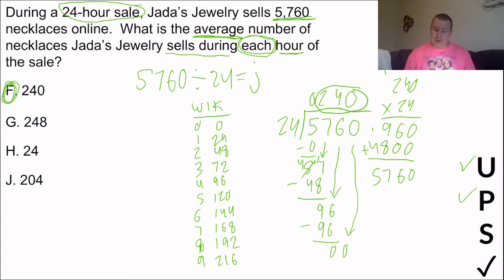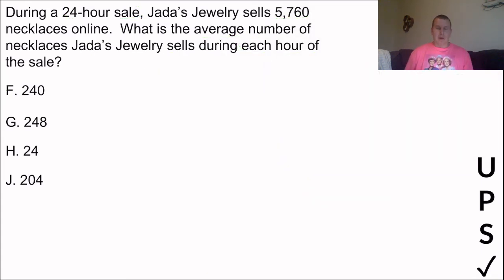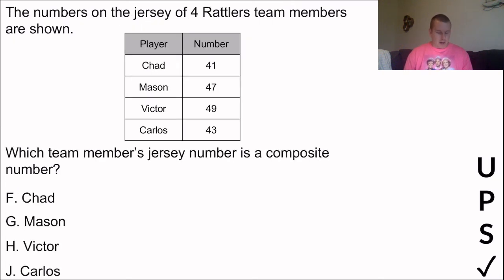All right, pretty easy these first couple of problems. We've been rocking and rolling, so let's keep it moving. We've got one last problem we've got to do, okay? So we're going to do UPS check, okay? Which team member's jersey is a composite number?